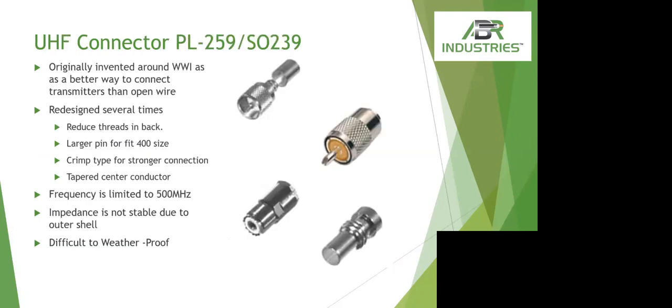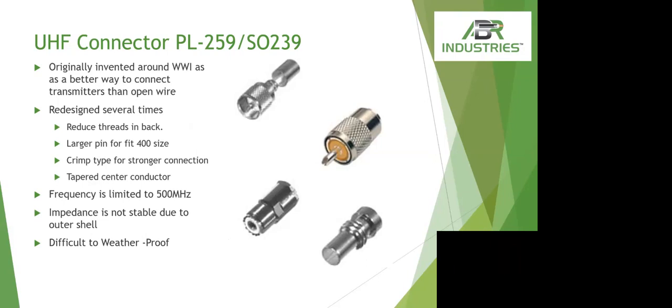So the PL259, originally invented around World War I, was a great way to connect transmitters with something different than open wire, because open wire like ladder line can have a lot of impedance changes based on a slight twist, a bend, the weather. So that's where they needed something much more stable, and that's where the PL259 on coax really started to take hold. It's been redesigned several times.